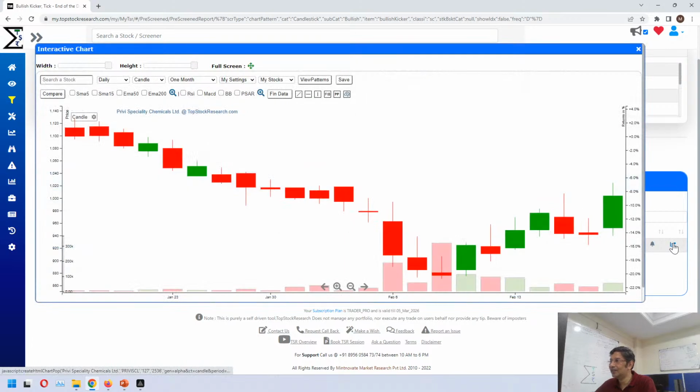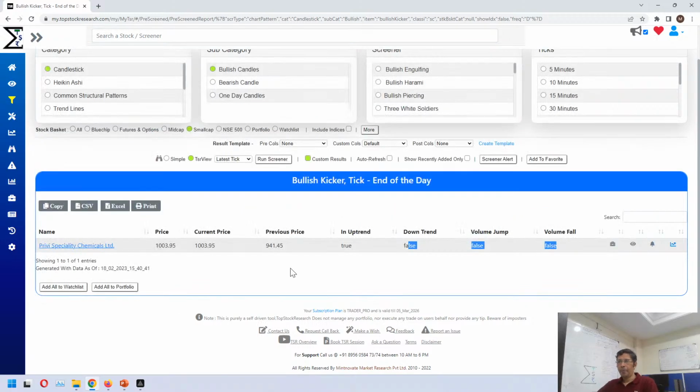But let's look at this one, right? A kicker is formed here. Looking at the target out here, stop loss somewhere here, right? In the next trading day.